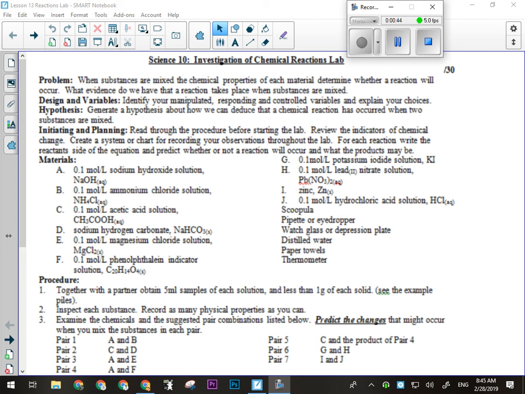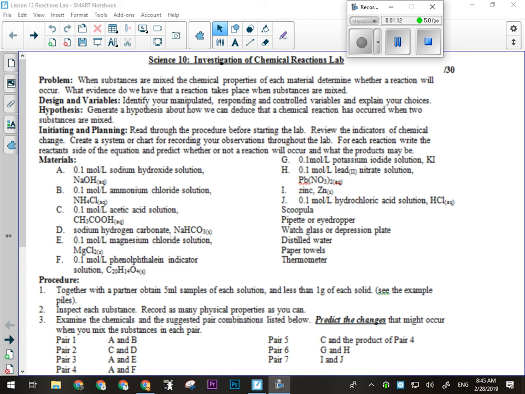We know that a chemical reaction has occurred because there are certain signs of a chemical reaction, ones that we've talked about: color change, odor change, temperature change, all those kinds of things are all signs of a chemical reaction, all right? So, the problem we're investigating here is that when substances are mixed, the chemical properties of each material determine whether a reaction occurs. What evidence do we have that a reaction takes place when substances are mixed? So we're looking for those signs of a reaction, and what do they mean?